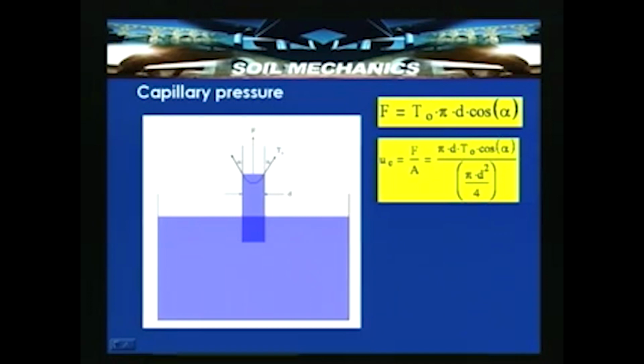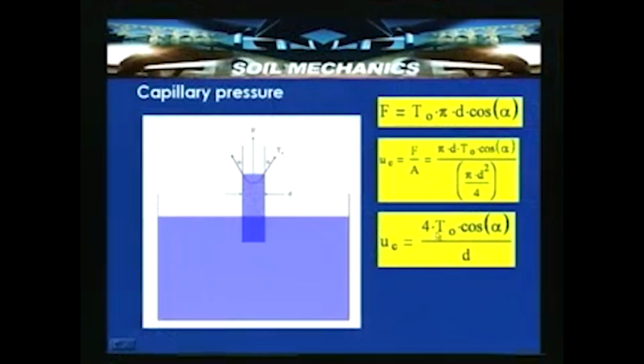Now, capillary pressure is nothing but force divided by area, which is pi d T naught cos alpha divided by pi d square by 4, that is the area of the tube under consideration. On further simplification, this can be written as UC is equal to 4 T naught cos alpha by d. Now, UC is directly proportional to 1 by d. The smaller the diameter, the greater the capillary pressure. That is required to be understood and kept in mind.